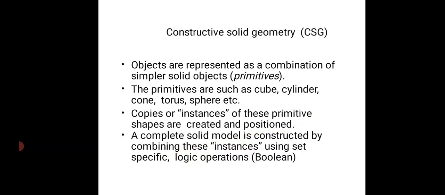First one, constructive solid geometry, that means CSG. Objects are represented as a combination of simpler solid objects, that means primitives. Primitives are such as cube, cylinder, cone, torus, sphere, etc. Copies or instances of these primitive shapes are created and positioned. A complete solid model is constructed by combining these instances using set logic operations, that means Boolean operations.